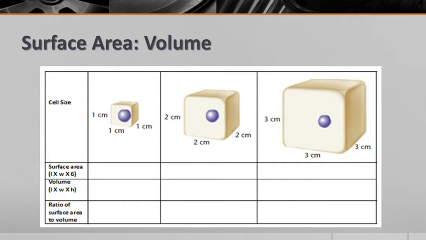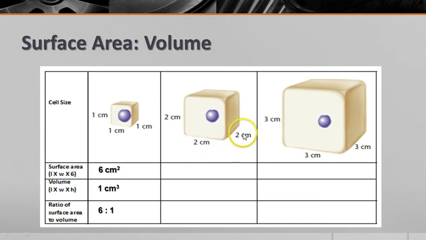So calculate the surface area. You're going to multiply the length times the width and multiply that times 6 because you have 6 faces on the cube. So of the 1 centimeter cube, you have 6 square centimeters of surface area. Makes perfect sense. 1 times 1 for each side, and then you've got 6 sides. The volume is the length times the width times the height of the cell, and in this case it's 1 times 1 times 1, so the volume is 1 cubic centimeter, and the ratio of surface area to volume is 6 to 1.